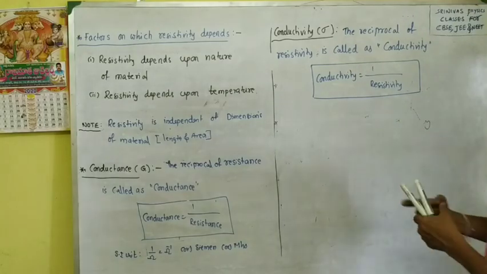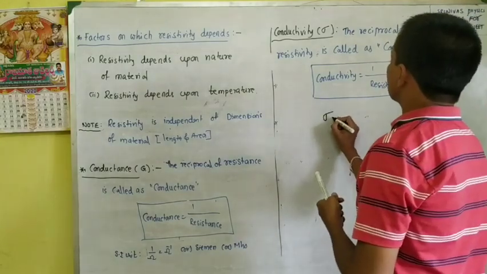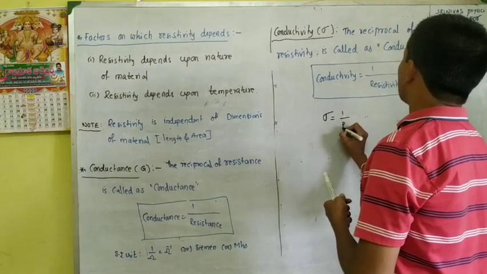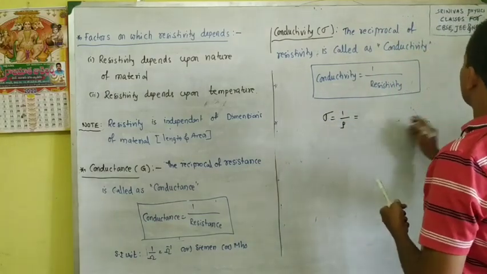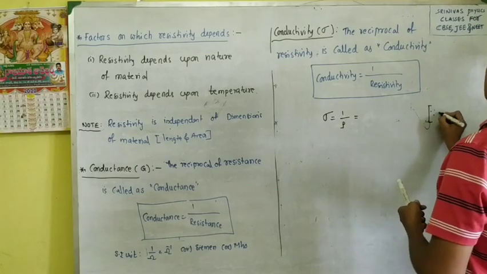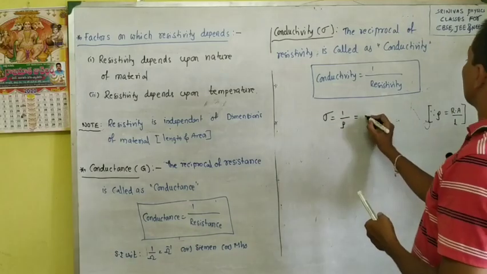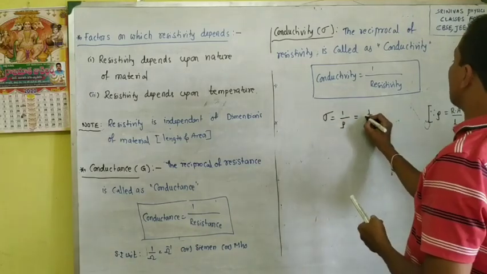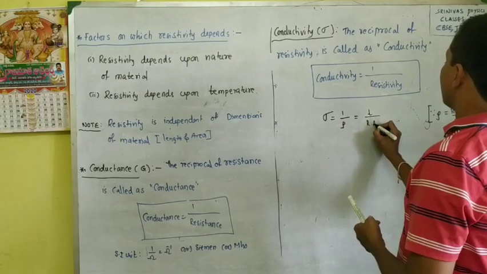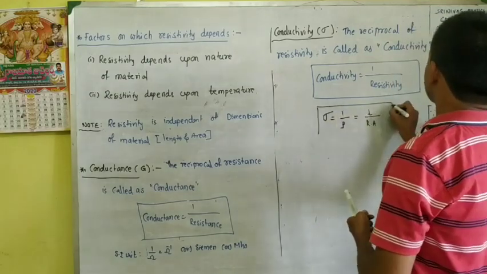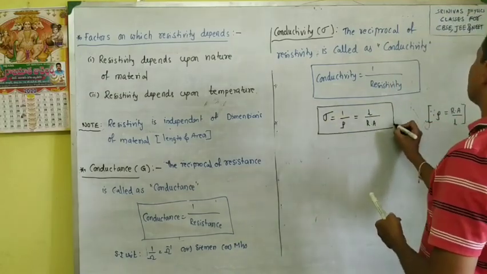Conductivity is denoted with sigma. Sigma is equal to 1 by rho. But we know the rho formula, right? Rho is equal to RA by L. And 1 by rho, the reciprocal, gives us L by RA. This is the conductivity.